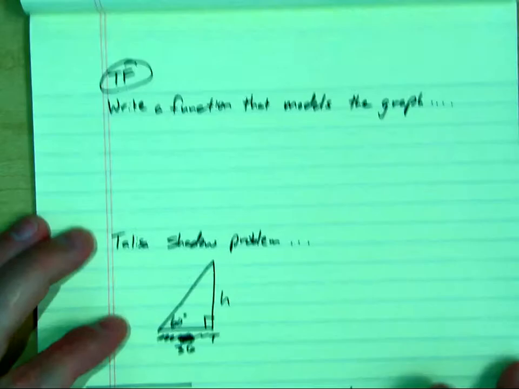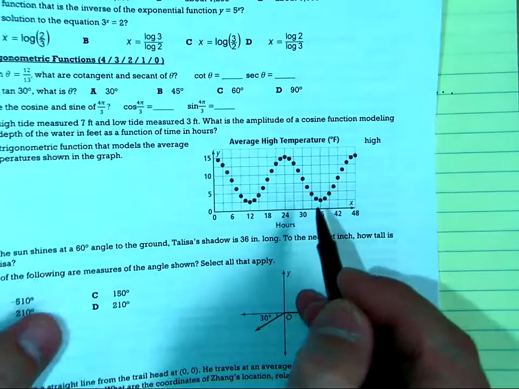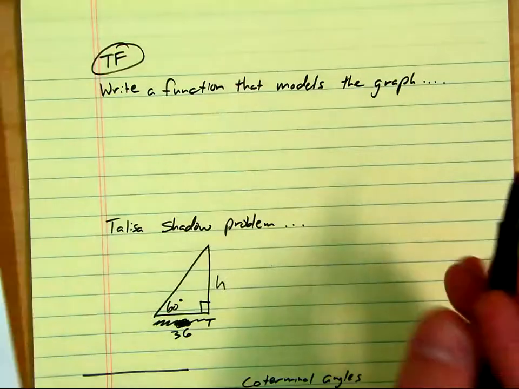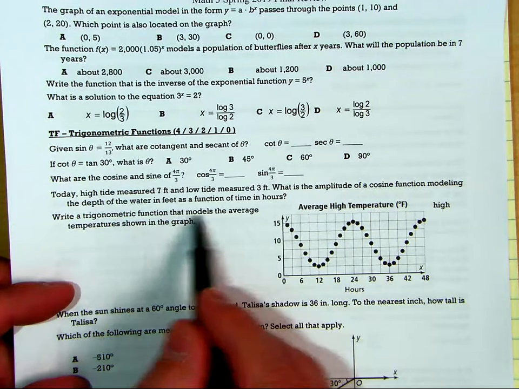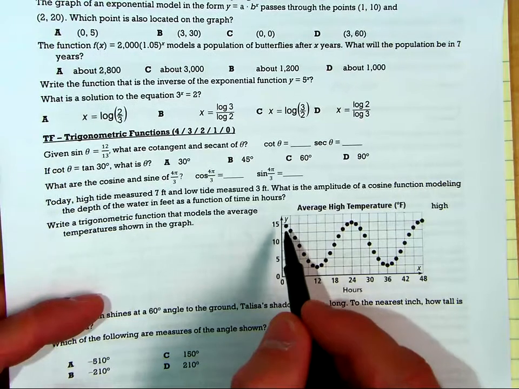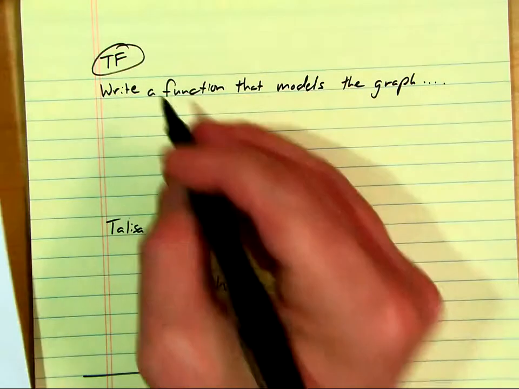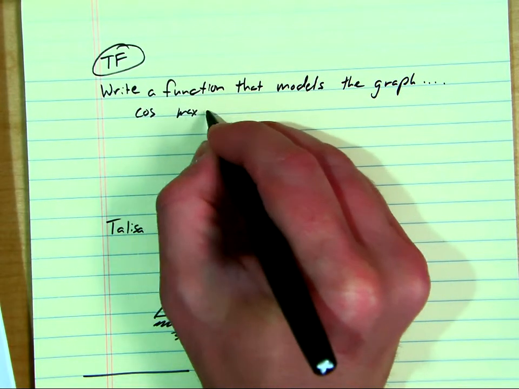Okay, so we're going to write a function that models the graph. I just copied this off one of the tests from topic 6. Here's our graph. We're going to mark on this, and some on the yellow page too. It says write a trig function that models the average temperature. So let's see, the maximum is on the y-axis, so are we going to use sine or cosine? Does anybody remember? Yeah, it's going to be cosine, because the maximum is on the y-axis.